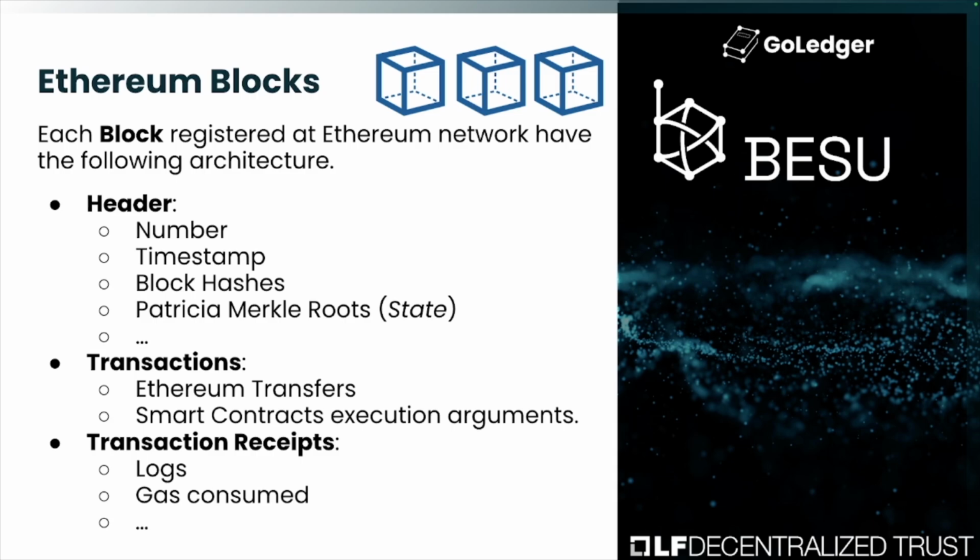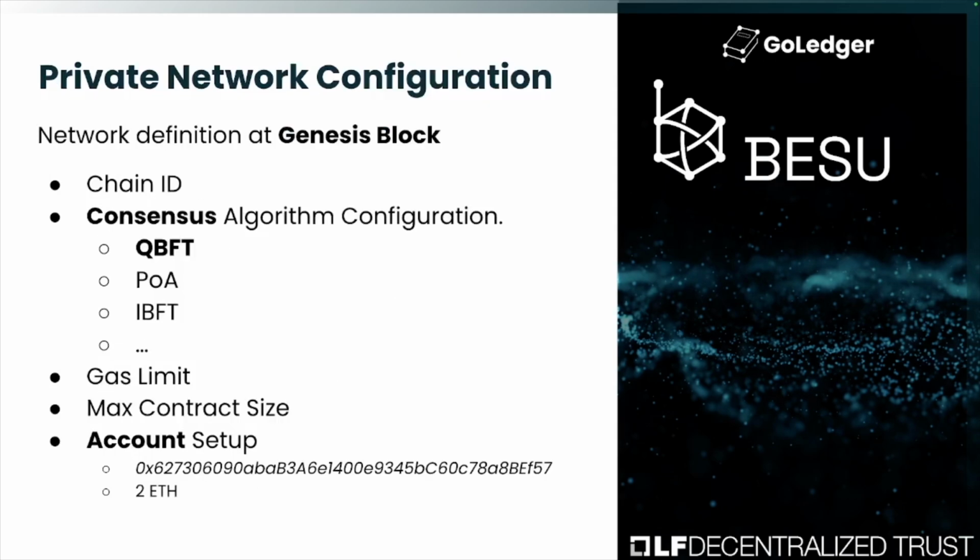Next, we have the transactions. Each transaction can be from a simple cryptocurrency transfer to a contract deployment, or a smart contract execution with specific arguments. At the end, we have the transaction receipts. Each receipt provides a summary of what happened in each transaction, and it may include logs, events triggered during the transaction, and details about the gas consumed, helping track the transaction's computational cost.